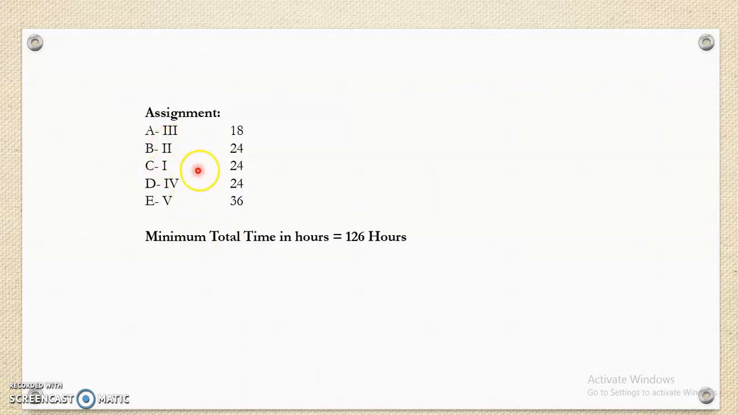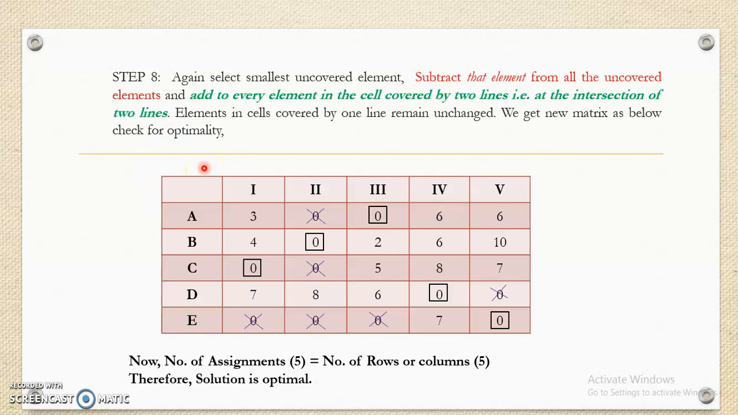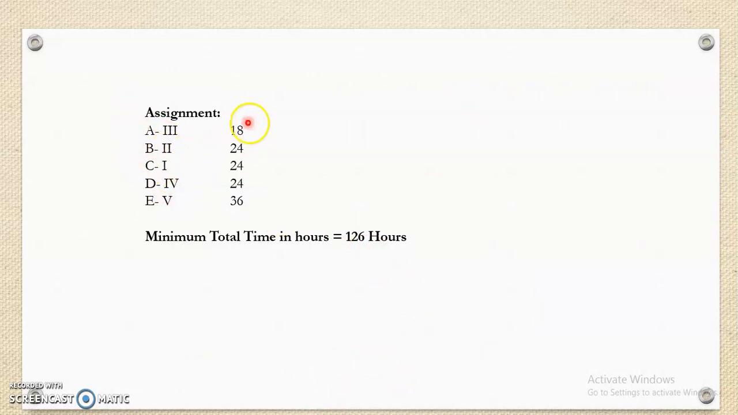Now we have to write the assignments. Assignments are written with respect to this final solution table which has the optimal solution. Assignments are A to 3, B to 2, C to 1, D to 4, E to 5. So they are written here and the corresponding cell values from the original table are taken here. If we consider the original table having these cell elements, we get these values. Therefore the minimum total time will be 126 hours.